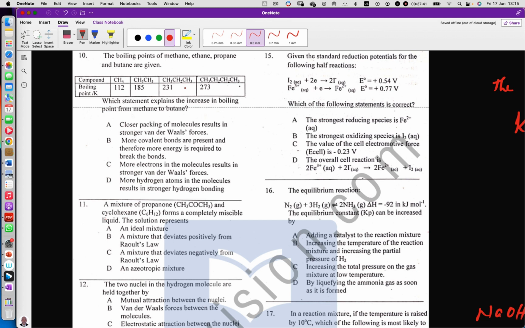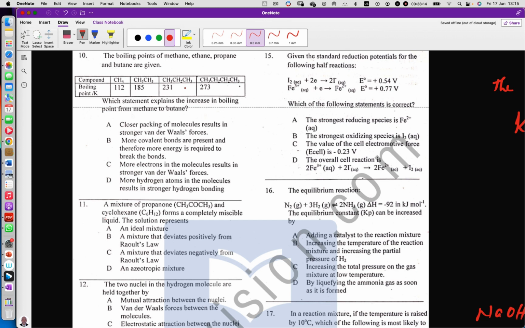So summarizingly, as the carbon chain increases from methane to butane, the number of electrons increases as well as the contact points. The electron cloud moving around the molecule causes instantaneous induced dipole forces holding the molecules together to be stronger, and it will require more energy to overcome the force. So that was for the purpose of revision.